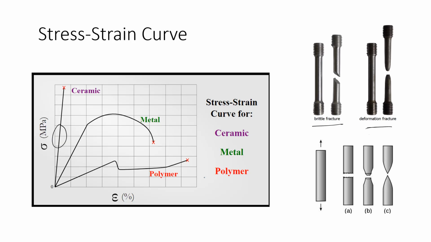And then there's the stress strain curve for a polymer, which is a very elastic material. It's going to have a much lower modulus. That slope is going to be a lot smaller. And then obviously a much lower ultimate strength. So it's just going to stretch out and then eventually break.